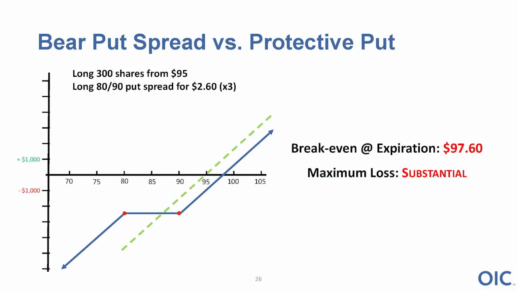So here is the chart of the bear put spread. Once again, the dotted green line is stock by itself, and the blue line shows our 300 shares plus the bear put spread. At 97.60, we break even. Above 97.60, we make 1-for-1 on our shares, and we have limited protection between 90 and 80. So our losses are limited between 90 and 80, but once again, below 80, you can see how that chart trails off, and we start losing 1-for-1 on our shares.